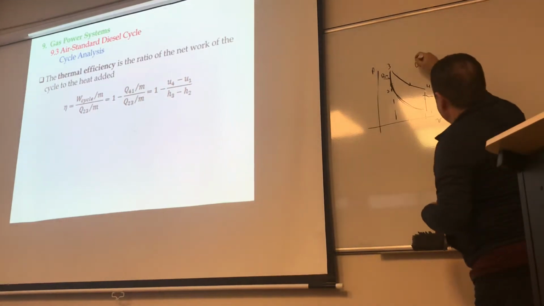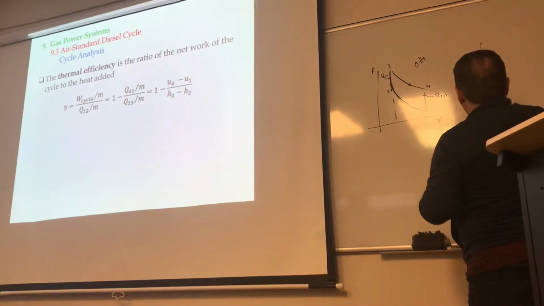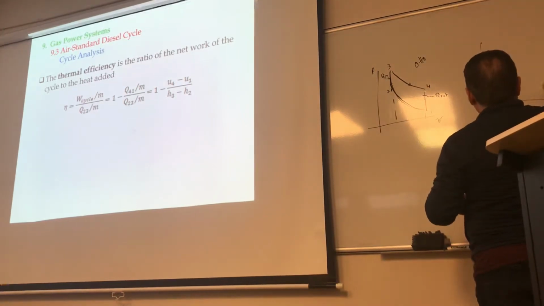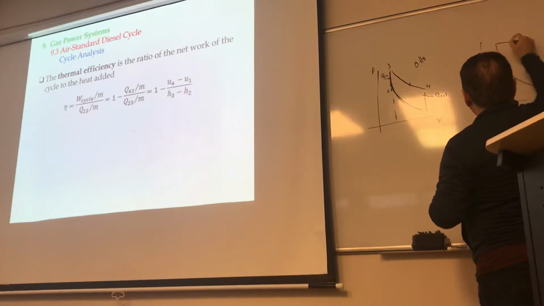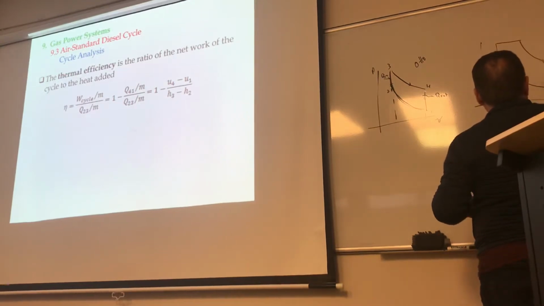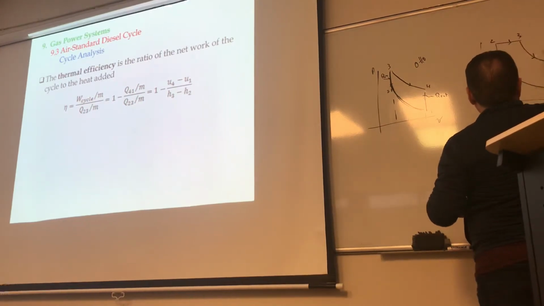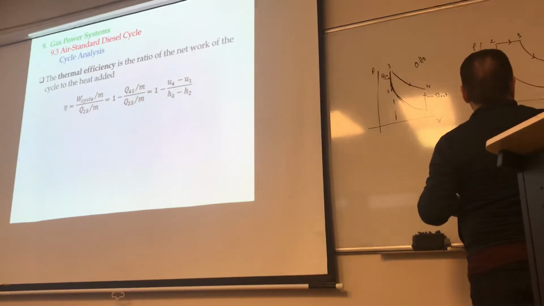So this is the Otto, and then if I do the diesel, I'm going to come in like this, like that, like this, and then like that. 1, 2, 3, and 4. So this is P, and this is V.